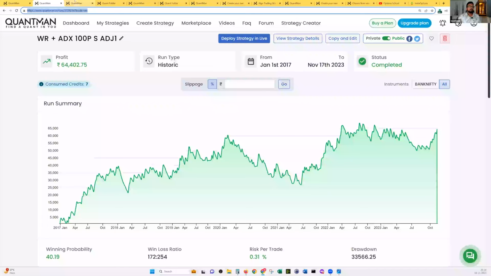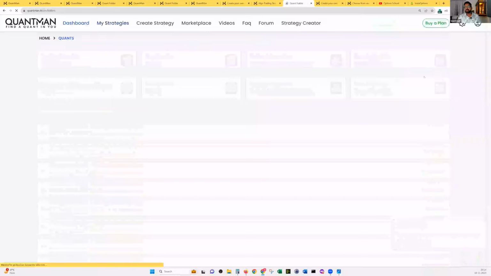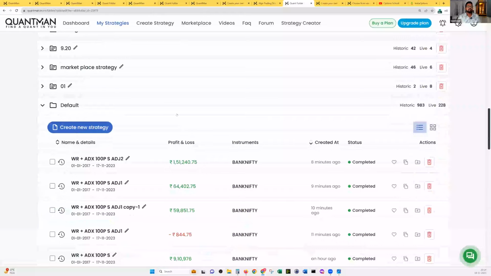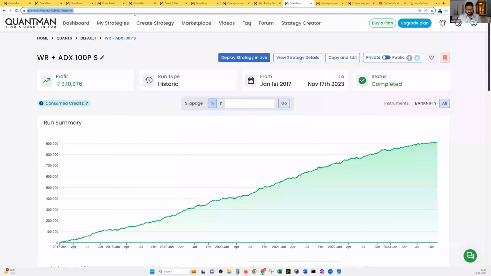Yeah, that 7 lakh strategy. Just hold on, I'll bring it for you. The strategy which worked well in the period of 2021 till date. This is the strategy. Sorry, I just forgot it.